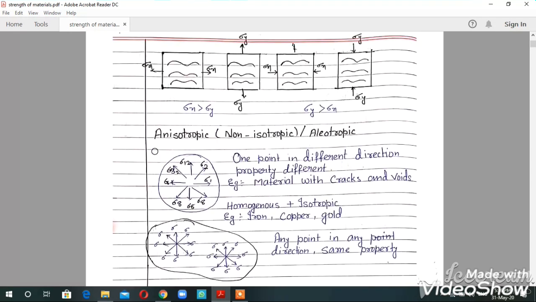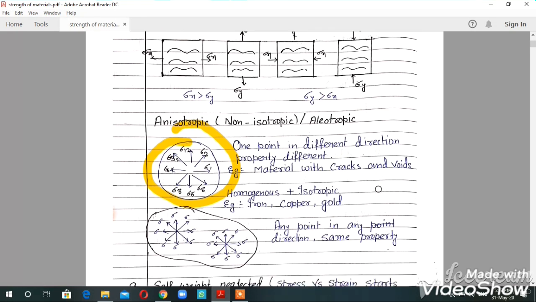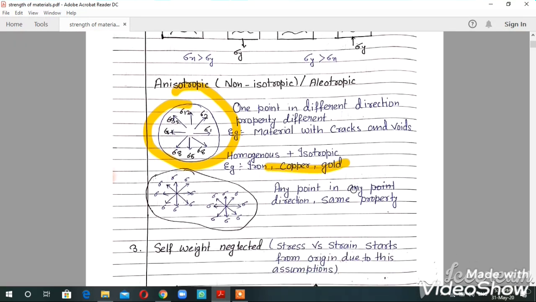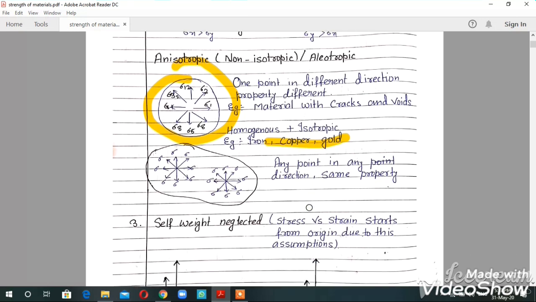And any isotropic, non-isotropic, allotropic: at one point, in different directions, the properties are different. This is a figure. Example: material with cracks and voids. And it is homogeneous plus isotropic. Example: iron, copper, gold. Any point in any direction, same property.